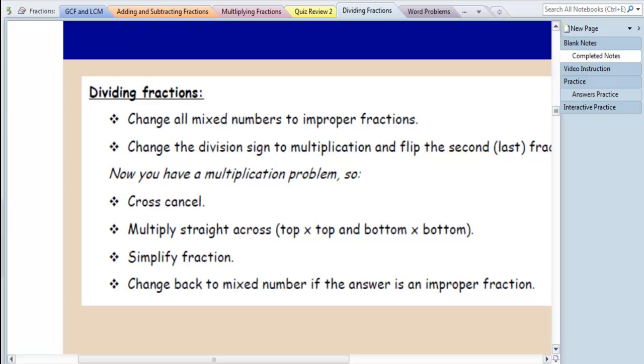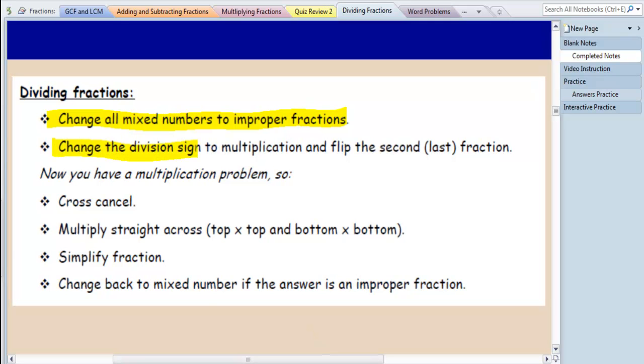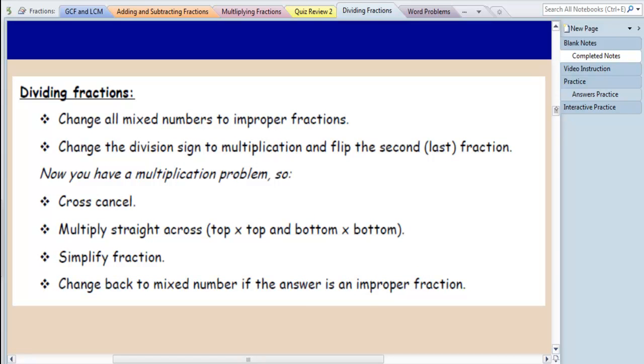Then you also want to change the division sign to multiplication and flip the second or last fraction, the fraction that's following the division symbol, is the one that will flip upside down or write the reciprocal of. So now at this point you have a multiplication problem. So you continue with multiplication steps. Cross cancel, multiply numerator times numerator, denominator times denominator, simplify your fraction, and change back to a mixed number if necessary. So let's do some examples using all these steps.